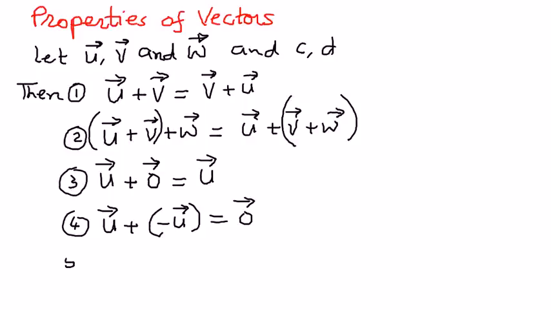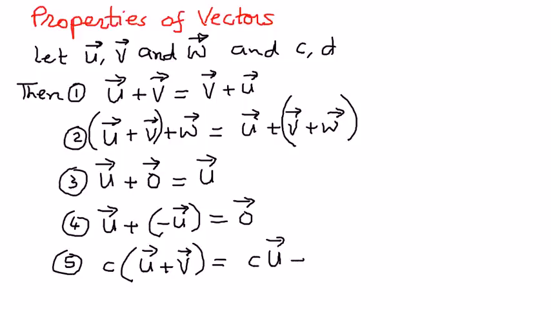Then, if we have a constant term c, which we normally call a scalar quantity, and we distribute it to vector u plus vector v inside the parenthesis, we can write this as the constant times the vector u plus the constant times the vector v. This is very similar to the distribution property we have seen in basic algebra. Some of the basic algebra properties still hold good for vectors as well.